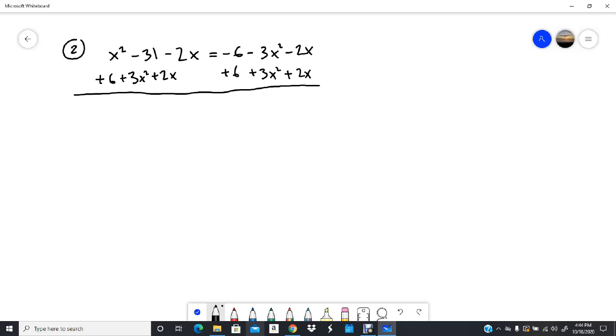Top to bottom, we do the addition. This will cancel that, this will cancel that, this will cancel that. So this would be 4x squared. The 2x and the negative 2x will take out each other. 4x squared minus 25 equals 0. Now, what is our A term, B term and C term? Our A term is 4. We have no B term, so B is 0, and the C term is negative 25.